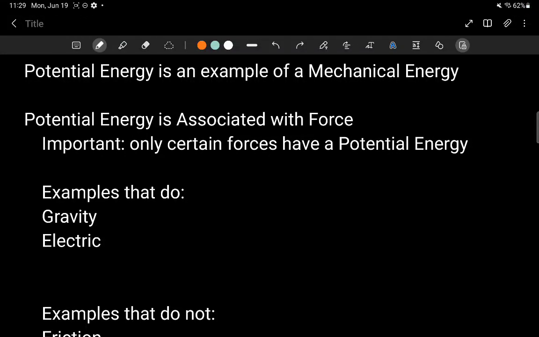Hi, in this video, I'm introducing you to the idea of a form of energy called the potential energy. At this point, you will have learned already of a different form of energy referred to as the kinetic energy. So, potential energy is just another example of mechanical energy. And systems can have both types of energy.